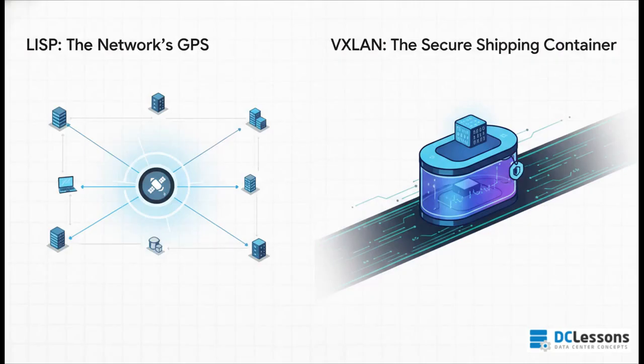So what's the magic that makes this all possible? Well, it really boils down to two core technologies. Think of LISP as the network's GPS. It separates who a device is from where it is, so it can move anywhere. And VXLAN? That's like the specialized shipping container that wraps up the data packet, along with all its security tags, so it can travel safely across the network.